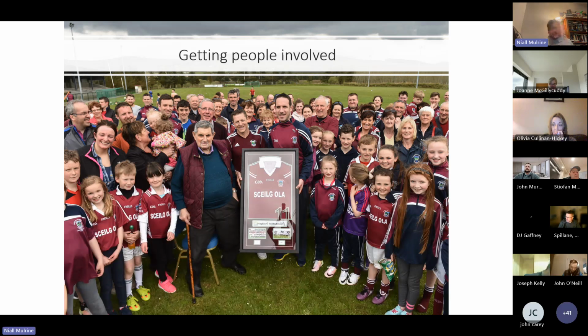So they need to delegate. They need to bring people with you. They need to bring people in and engage and involve them as well. It's really, really important. So I suppose a key responsibility of you as chairperson is to actually get as many people as possible volunteering for the club.